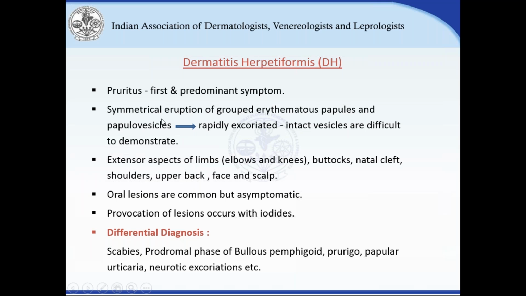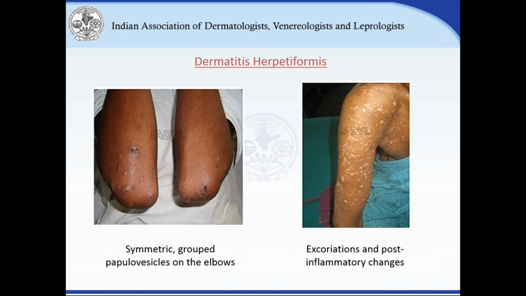Pruritus is the first and most predominant symptom, and there is eruption of grouped erythematous papules and papulovesicles, which are rapidly excoriated because they are pruritic, and intact vesicles are difficult to demonstrate. It characteristically involves the extensor aspects, the knees and elbows, and oral lesions are common but asymptomatic. The provocation of lesions occurs with iodides. Differential diagnosis, of course, includes scabies and BP. You can see the lesions, with extensor surfaces getting involved.